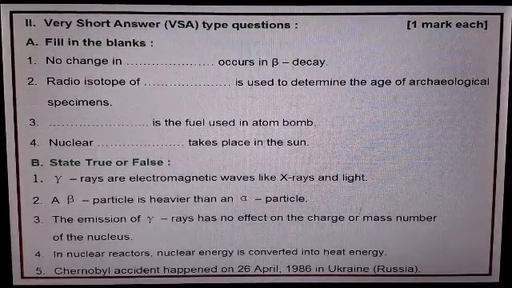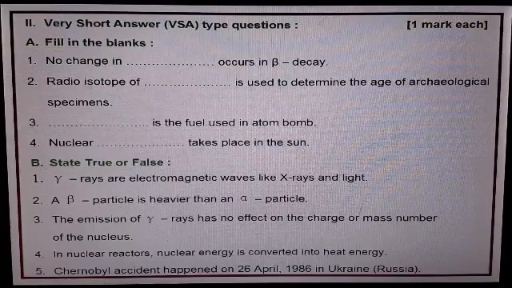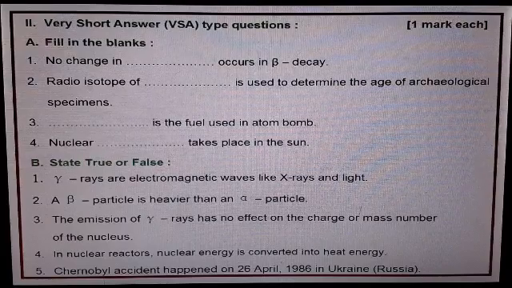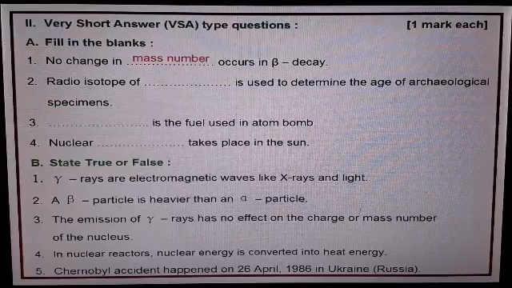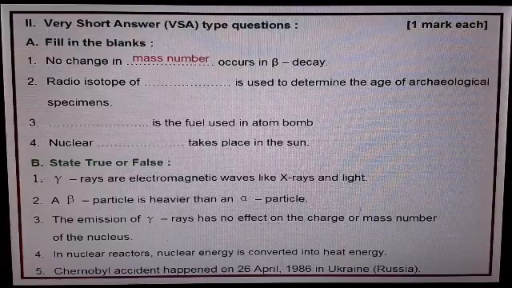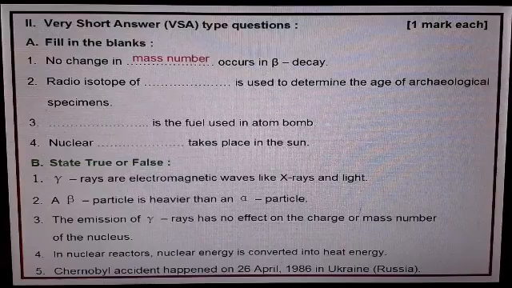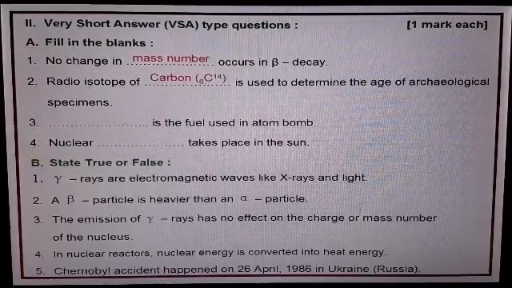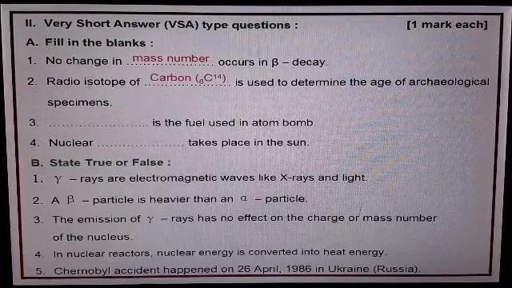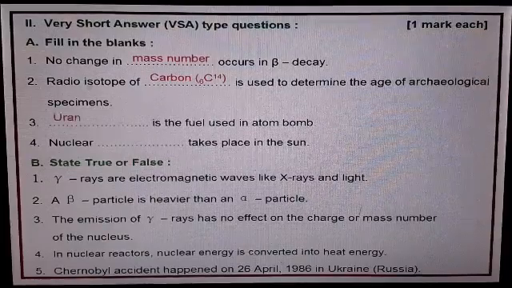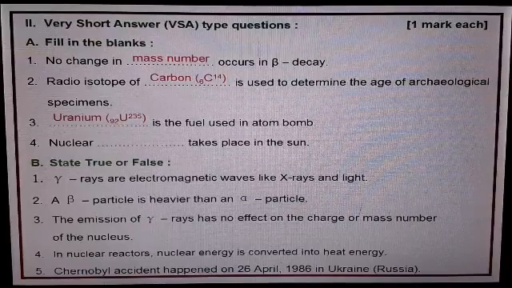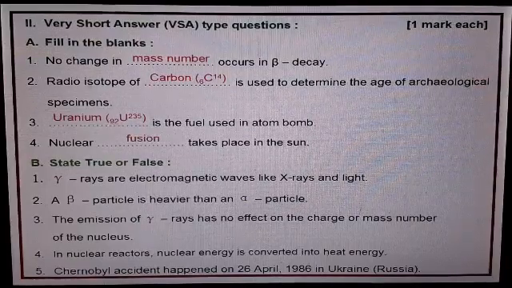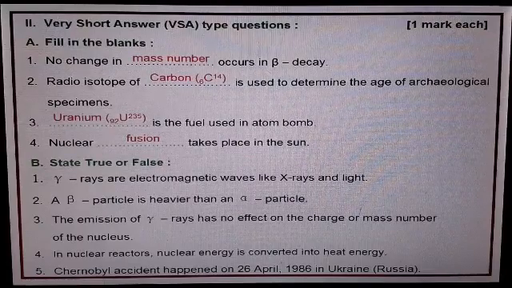Next, we'll go ahead with the certain fill in the blanks. First, no change in dash occurs in beta decay. What would be the answer? Mass number. Radioisotope of dash is used to determine the age of archaeological specimens, that is carbon isotope C14. Dash is the fuel used in atom bomb. It's uranium-235. Nuclear dash takes place in sun. It's fusion. Clear? Coming to the true false.